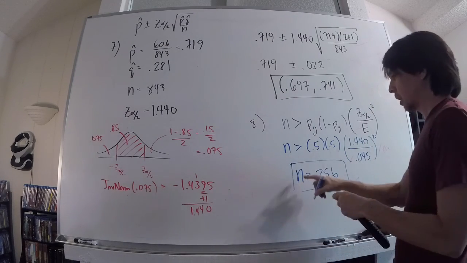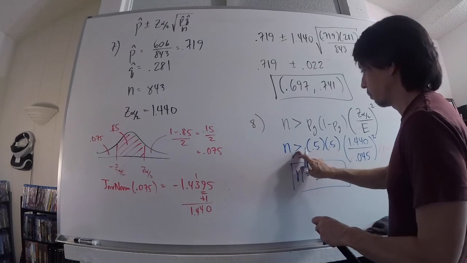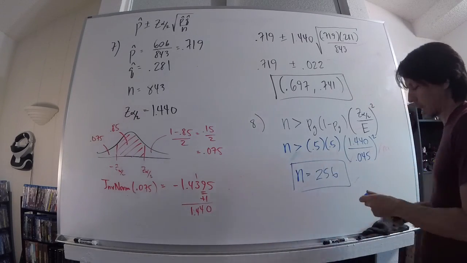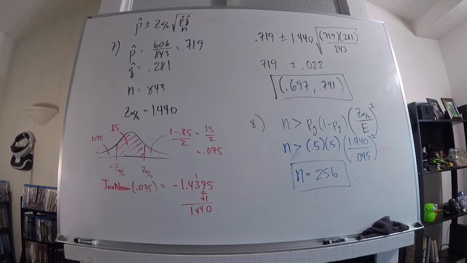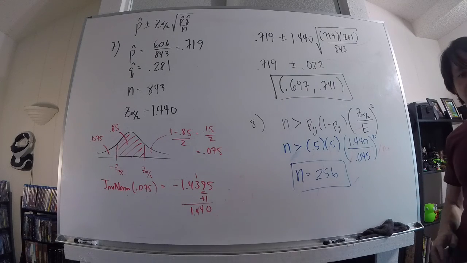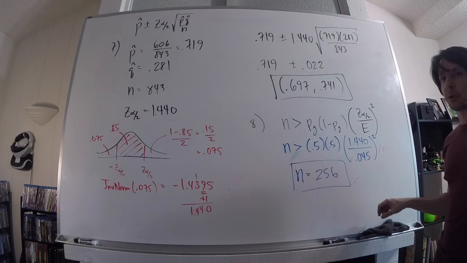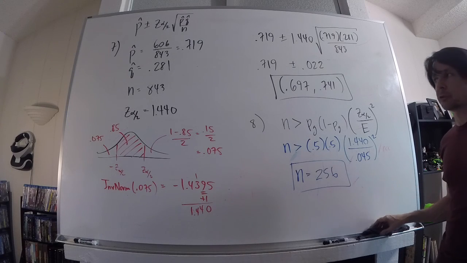I know technically that's not greater than, I shouldn't put it like that, but I'm not getting picky about that one. And none of this works out exactly, so you don't have to worry about that. But if you have to round, always round up, but if you don't have to, don't worry about it. Leave it as it is. 256 will be sufficient to guarantee our margin of error is under 4.5%, or at most 4.5%.